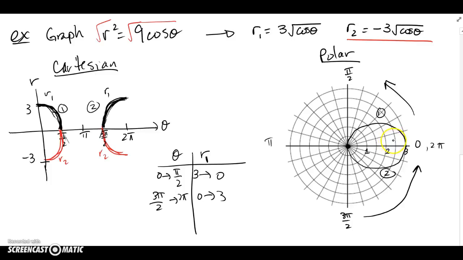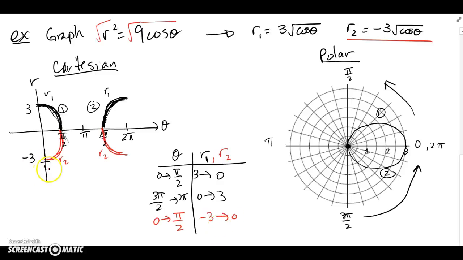Again, due to polar axis symmetry, replacing theta with negative theta, I get the exact same equation back. I already know what's going to happen here. I know that the other piece will be here, but for practice purposes, let's go look at the red pieces and see what they do. As I go from 0 to pi over 2, R2, the red piece, so let's call this R1 and R2 depending on the color, we go from -3 to 0.